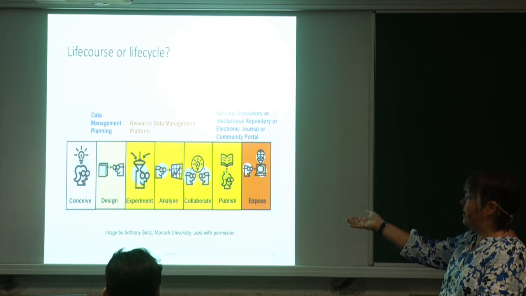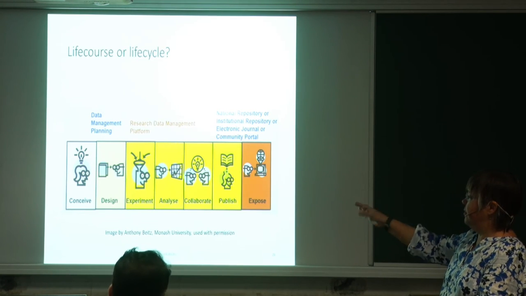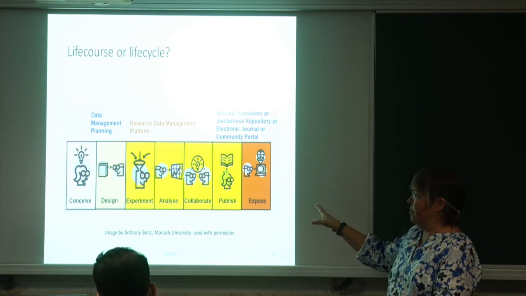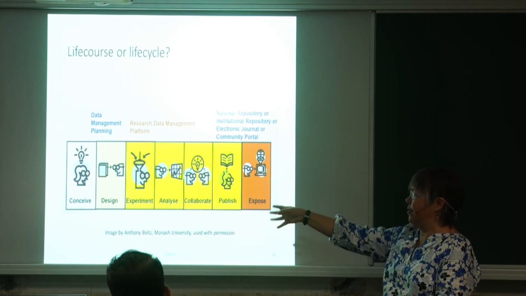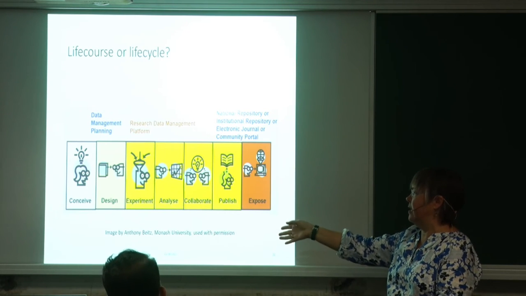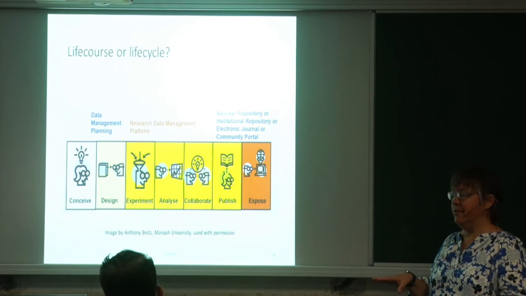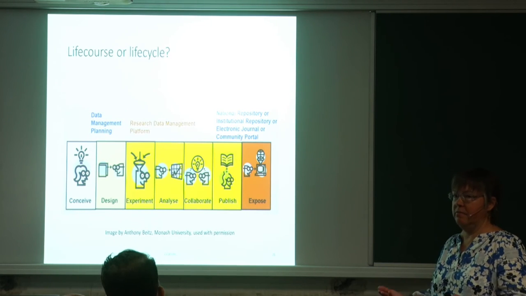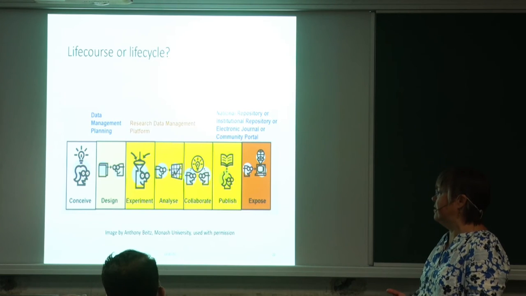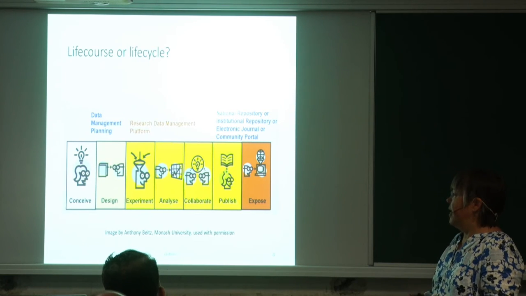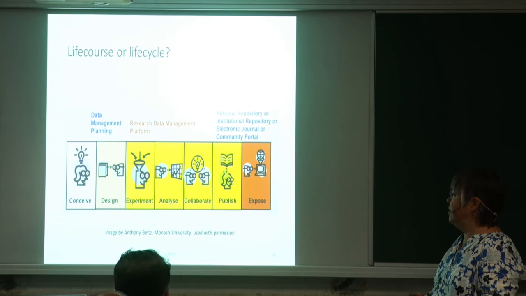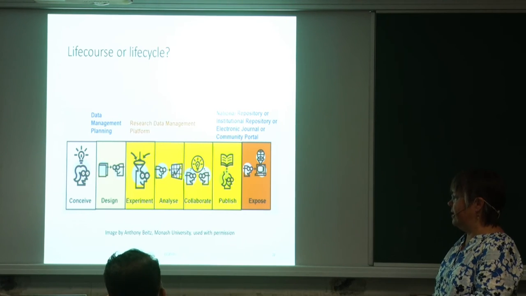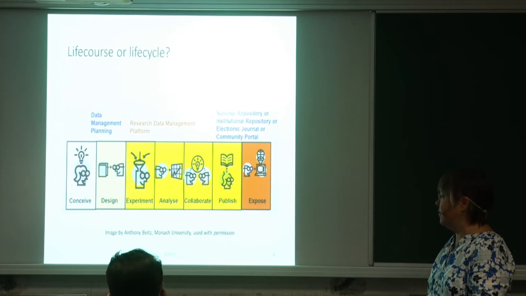You start off conceiving, designing. I think the color coding is based on that cycle thing. So the things you do in the beginning are conceive and design. The things you do during the active phase of the project, you might experiment, depending on what discipline, experiment, analyze, collaborate. And then you publish your research, and maybe you expose your data. And that's a nice image from Monash University in Australia.